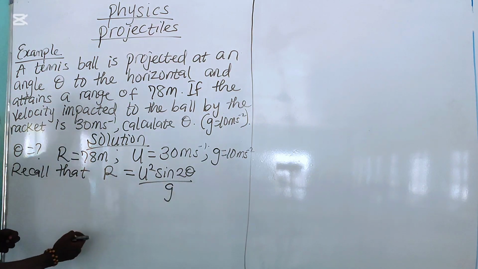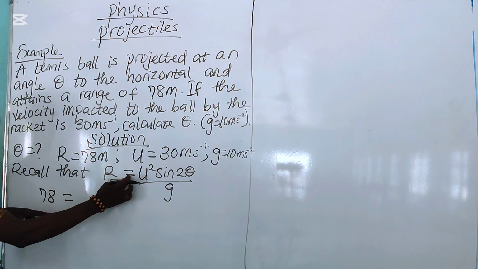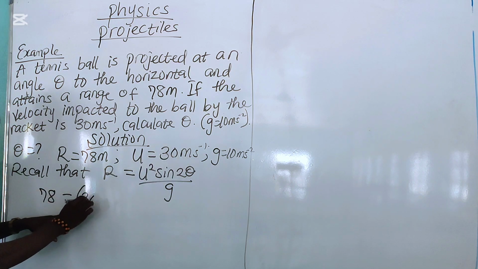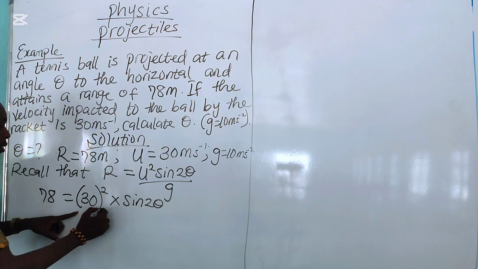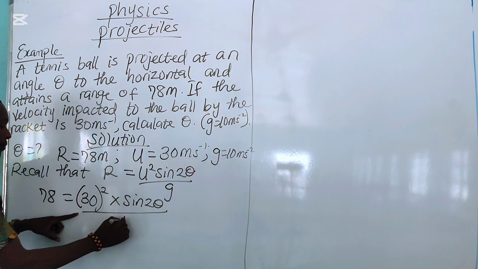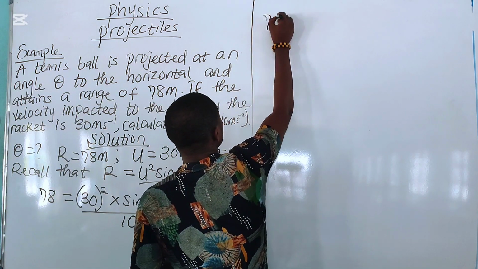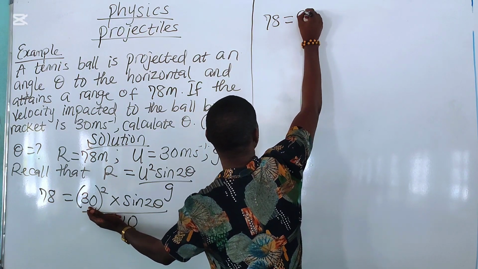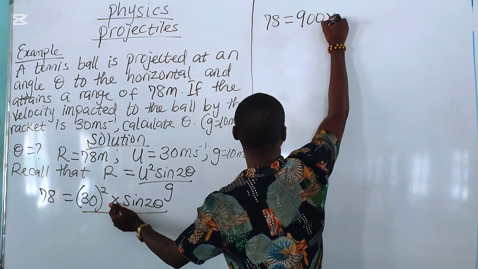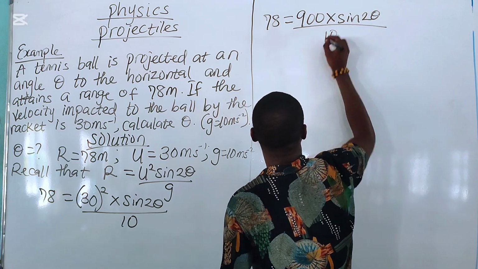Okay, so substituting the values, we have our range, 78, equal to u square, that means square of u, and u is 30. That gives us 30 square times sine 2 theta over g, which is 10. So 78 is equal to 30 square, that is 900, times sine 2 theta over 10.